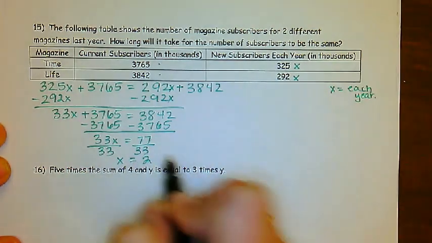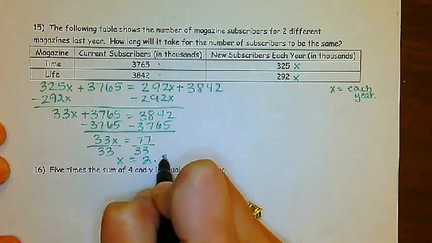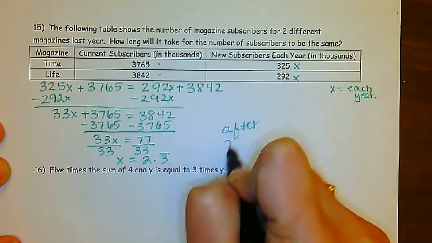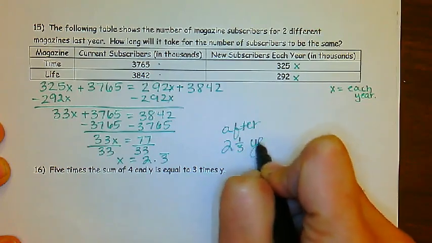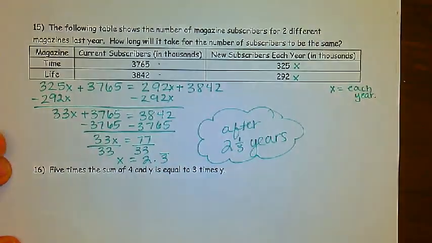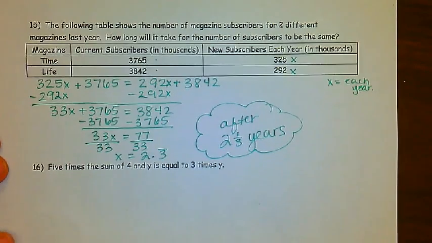Okay, so this would be about, it says 2.3 repeating, so after 2 1/3 years they would be the same number of subscriptions.